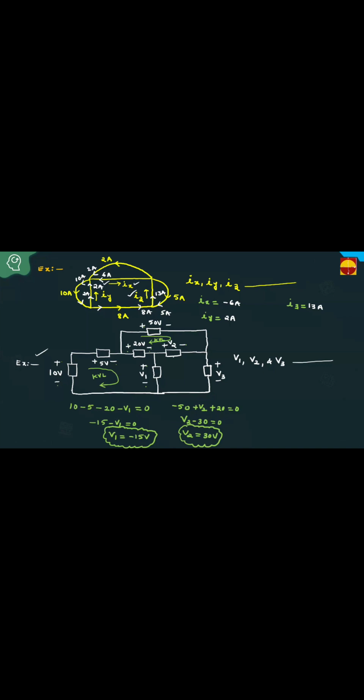Okay. Next. Apply KVL in this loop. Any direction you take. Positive to negative, negative, minus V. Negative to positive, positive, plus V equals 0. What is V2 calculated? V2 is 30 volts. That is minus 30. How to calculate V3? What is V1? Minus 15 equals 0. Then V3 equals minus 45 volts. That is the answer.